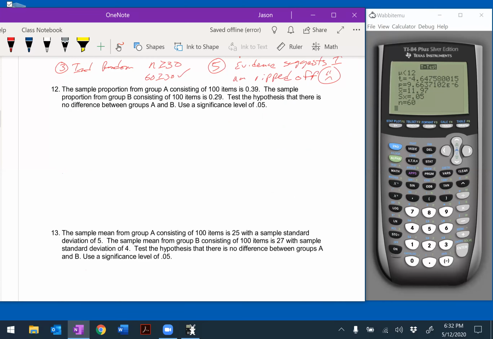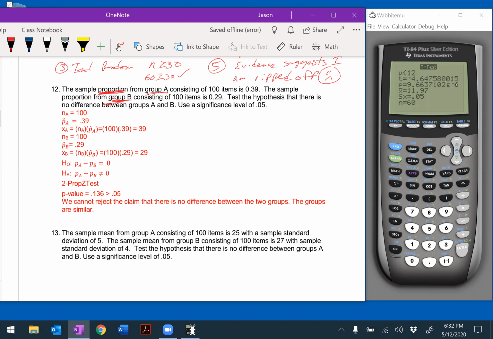Okay, number 12, the sample proportion from group A consisting of 100 items is 0.39. So this is a sample proportion. That should key me off to say, hey, I'm probably going to use a prop test on this one. But it also tells me that I have group A and group B, right?